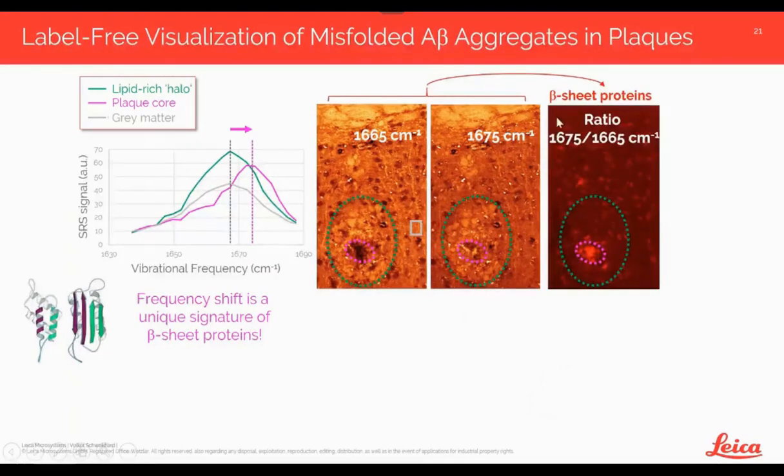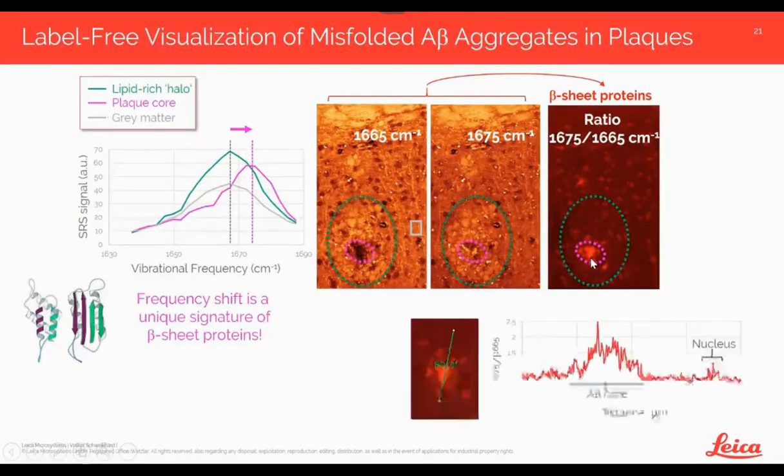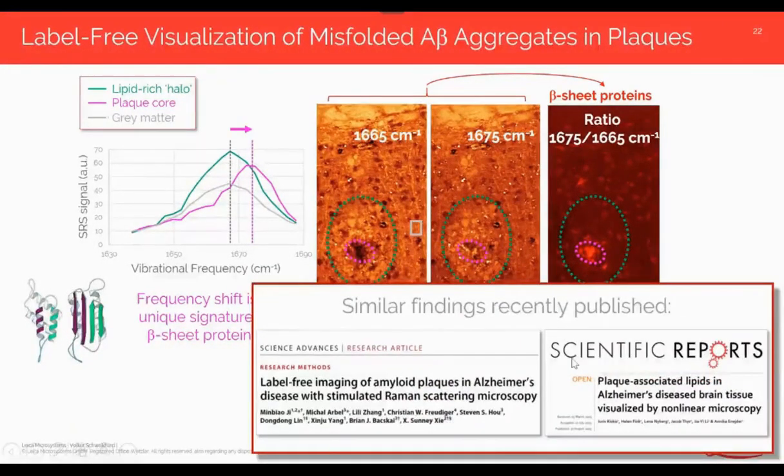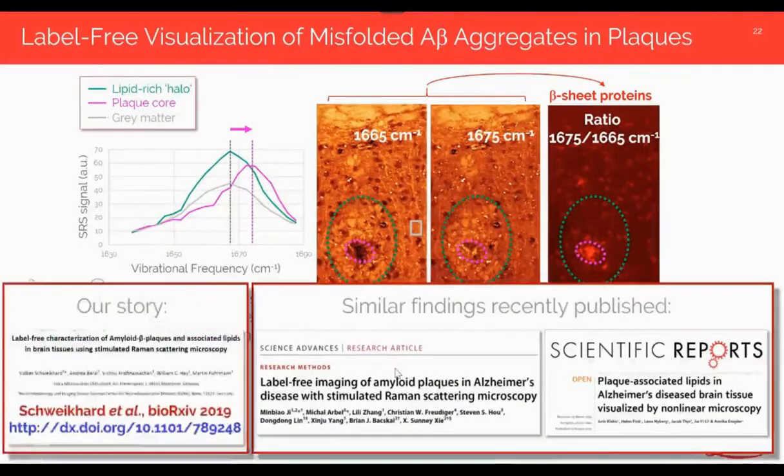So here, by taking the ratio of intensities at those two different vibrational frequencies, we can get a very clear label-free visualization of the amyloid beta content of those pathological structures. I'm showing a line profile through that structure to give you an idea of the contrast that we can achieve. This type of finding has been published in two different reports in recent years, and we have just added our own report on that topic to bioRxiv as well, so feel free to take a look at that story if you're interested.